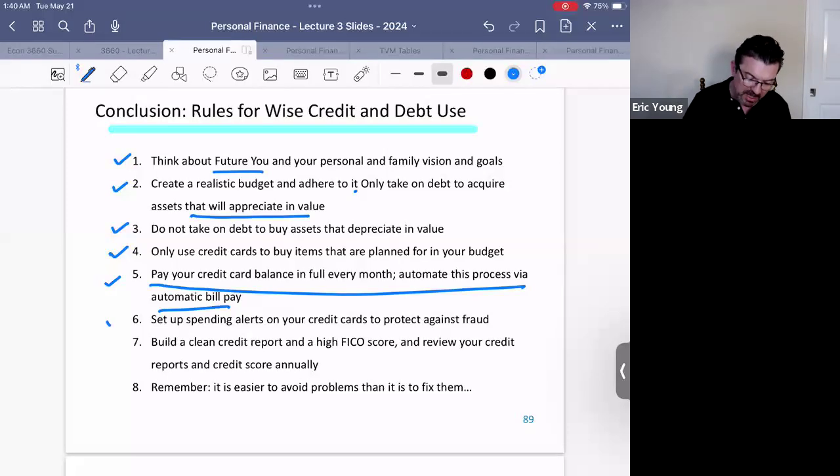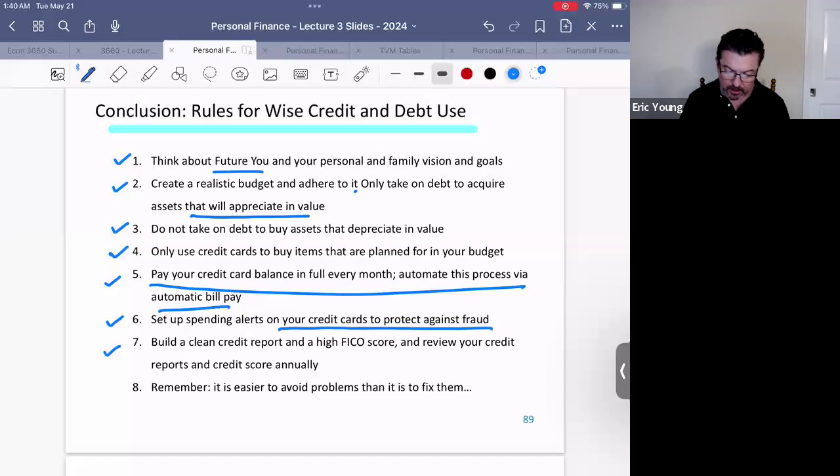Okay. I recommend that you set up spending alerts, email alerts, or text message alerts so that you can get real-time alerts when anything is charged on your credit card. That's an easy way to protect against fraud.